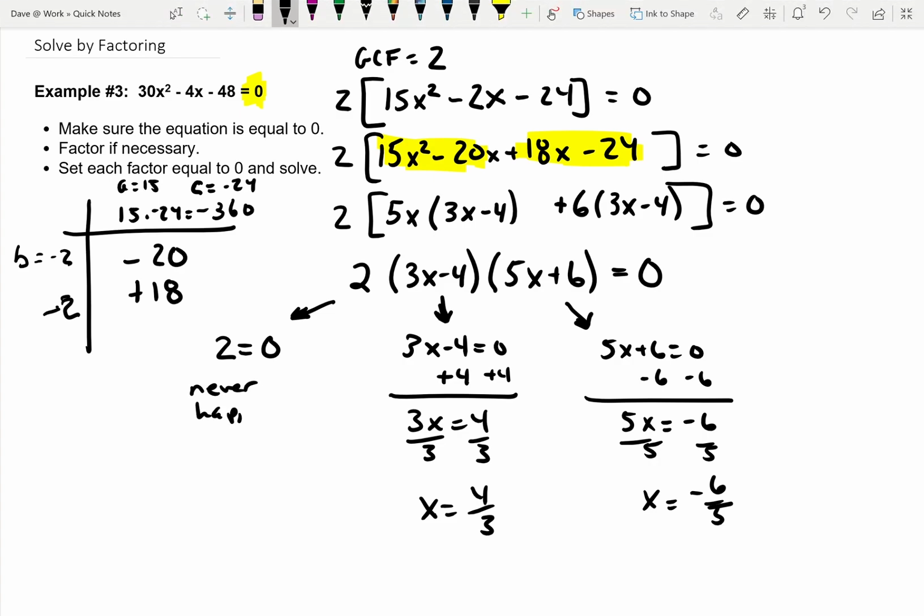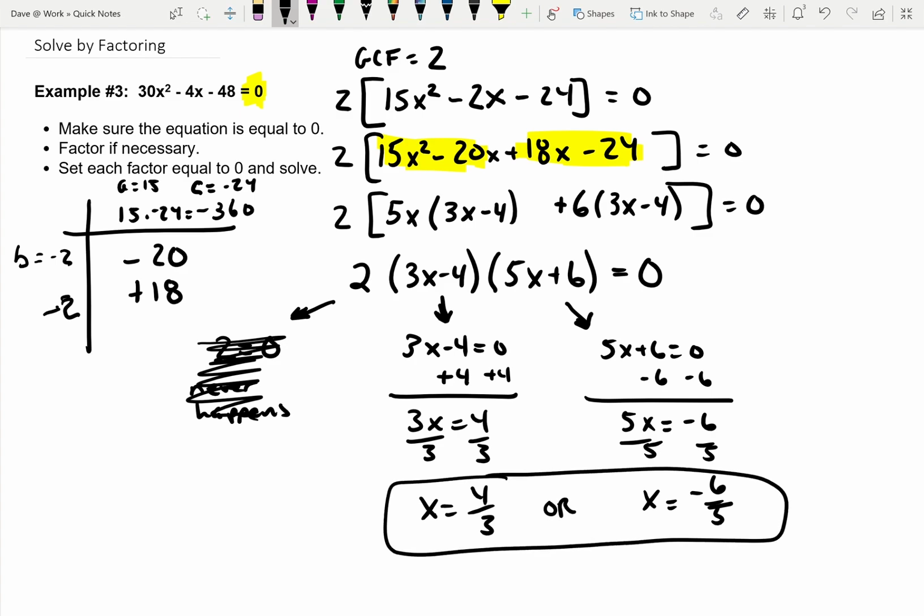And because it never happens, this is never true. You do not have to worry about what x has to equal because this is irrelevant. All right? Since 2 can never equal 0, there's no way to set x equal to something that will make that a true statement. So in this case, there may have been 3 factors, but only x equals 4/3 and x equals -6/5 are the solutions to this particular problem. And that concludes solving by factoring.